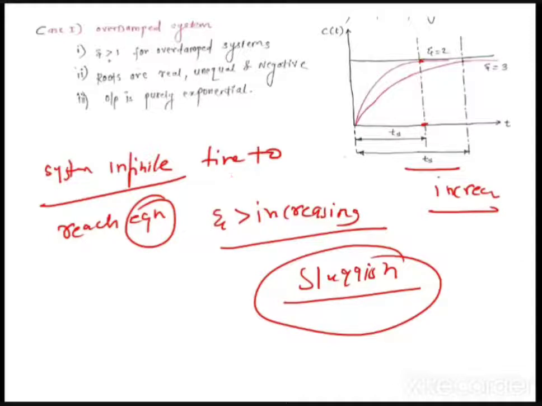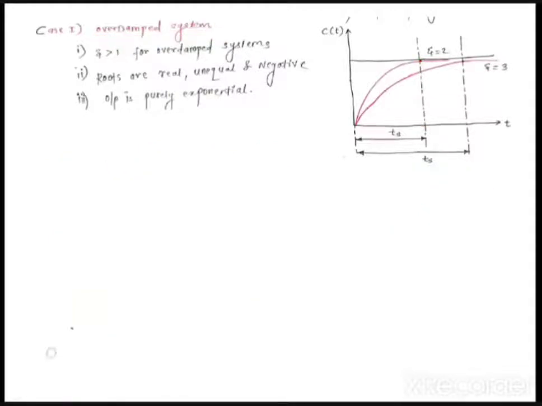Hence this overdamped system is rarely used in practical applications. What I mean to say is that the overdamped system is very, very sluggish. Settling time is very, very high as the value of zeta goes on increasing. So that is why it is rarely used in most practical applications. But there are some applications where this design is very important. Okay, so we will study them one by one first of all.